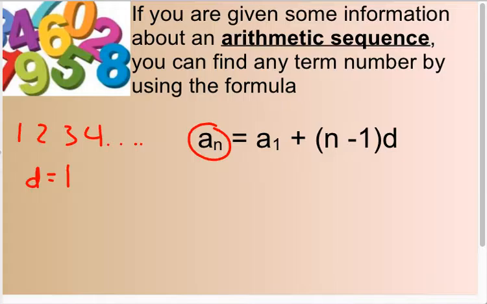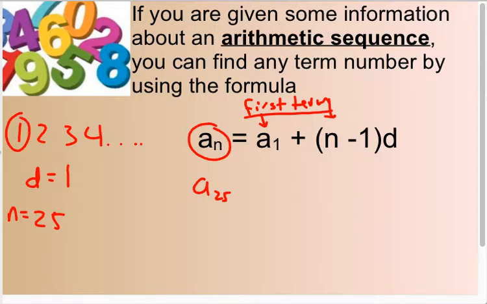Let's say I want to find the 25th term. That means n would be 25 in this formula right here for finding the nth term. And you can say I'm finding a sub 25 if you wanted to. n is 25. We'll be talking about that in a few problems. Once again, d is your common difference. a sub 1 is your first term in the sequence. My first term here would be 1 in this case, but we'll look at another problem here.